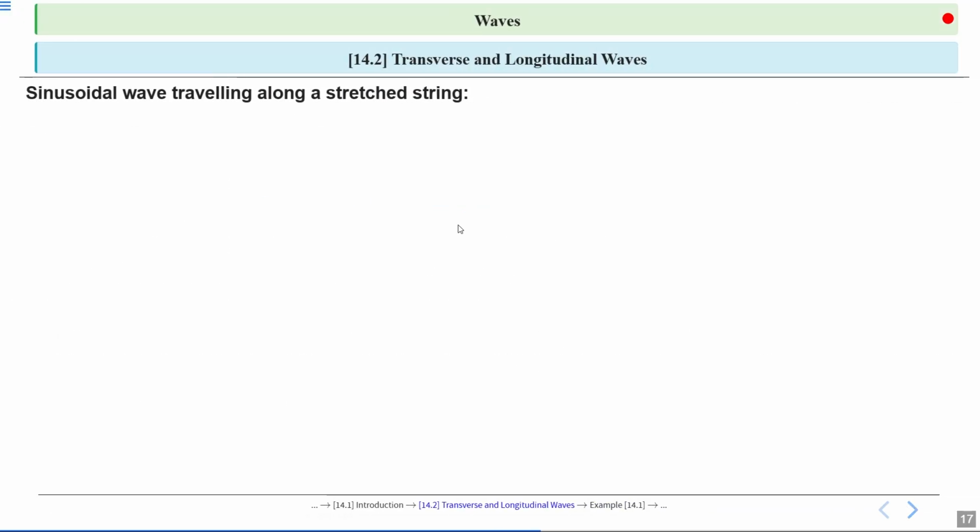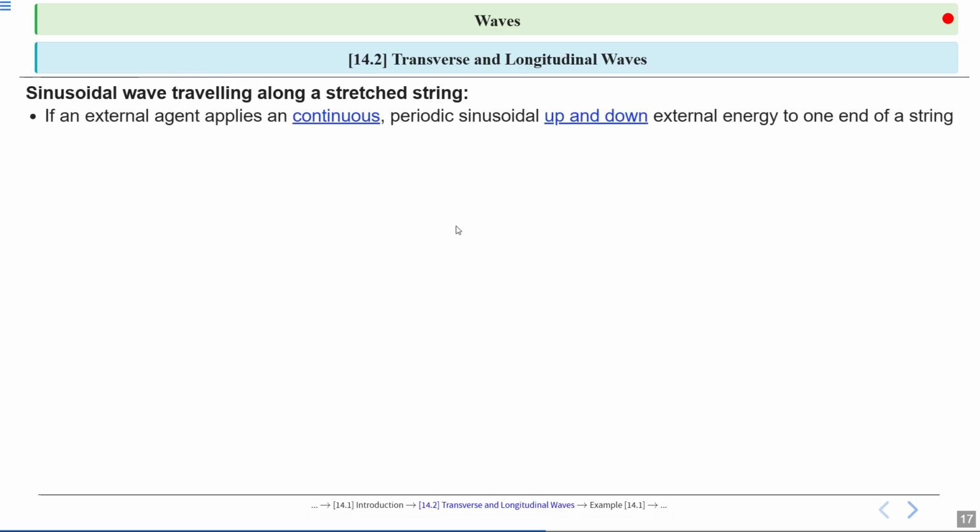now let's look at how a sinusoidal wave travels along a stretched string. First imagine an external agent like your hand moving one end of a string up and down in a smooth, continuous and regular way. This motion is called sinusoidal because it follows a sine wave pattern, which means the movement repeats in a predictable cycle.